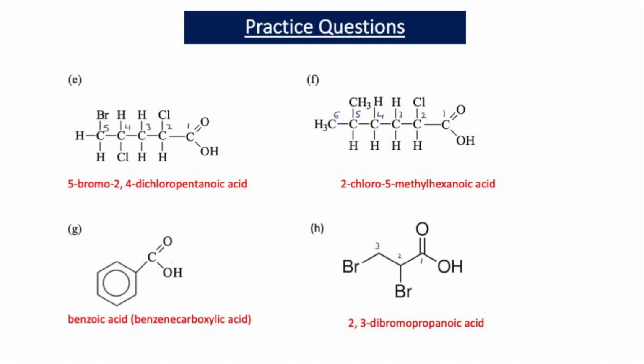And if I look at compound G, this is an aromatic carboxylic acid. We have a benzene ring and a C double bond OH. Now we can either call this benzoic acid or benzene carboxylic acid. Either is fine. And for compound H, we have 3 carbons in the longest chain. So this is propanoic acid, and on carbons 2 and 3 we have bromines. So this is 2,3-dibromo-propanoic acid.